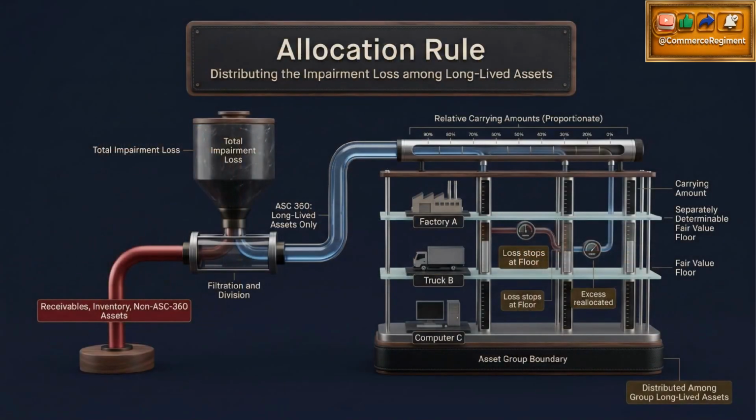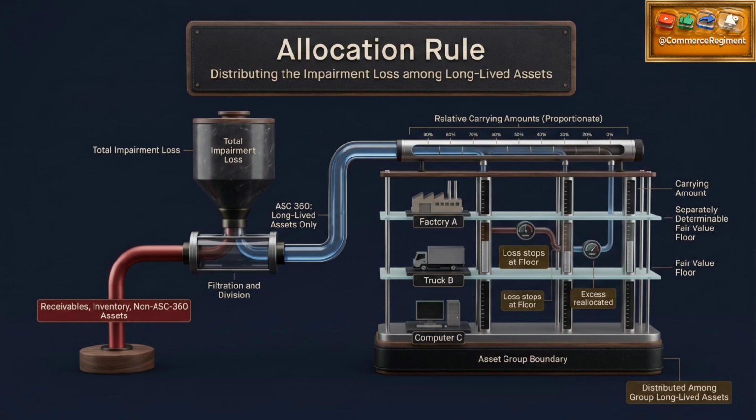After measuring the total loss, we allocate it to the individual long lived assets in the asset group. The general rule is pro rata allocation based on relative carrying amounts. But there are two important constraints. First, only long lived assets absorb the ASC 360 impairment loss. Second, an individual asset cannot be written down below its separately determinable fair value if that fair value is available without undue cost or effort.